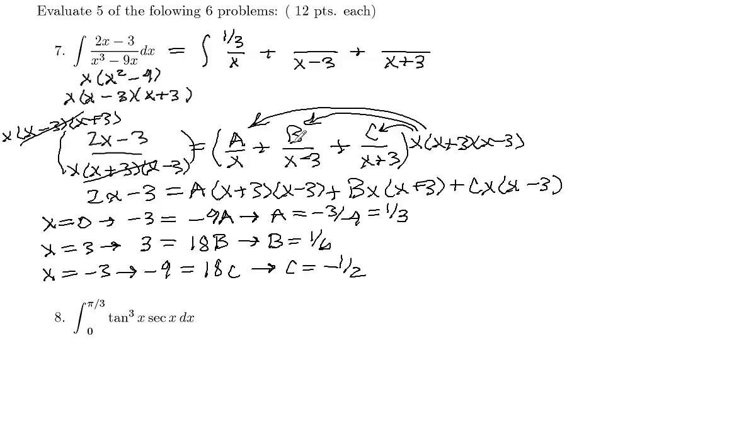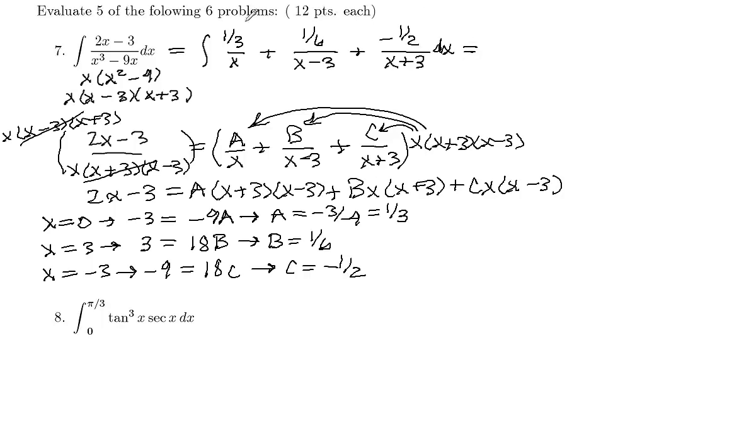And then b is the number over x minus 3 right here. And our b was 1/6. So plus 1/6 over x minus 3. And then c was the number over x plus 3, and that's our negative 1/2. So minus 1/2 over x plus 3 dx. And so now we can just integrate each piece separately.